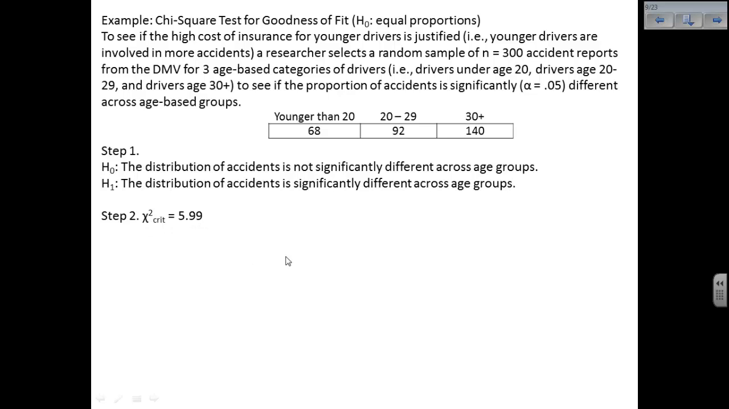So step 2, you need to find your chi-square crit. And remember, you need to know your degrees of freedom to find that. And we know our alpha level is 0.05. So if we figure out our degrees of freedom, remember that's equal to the number of columns minus 1. So C minus 1 degrees of freedom. Well, we have 3 columns. 3 minus 1 is 2. 2 is our degrees of freedom. And I'll show you how I got this 5.99 from the table.